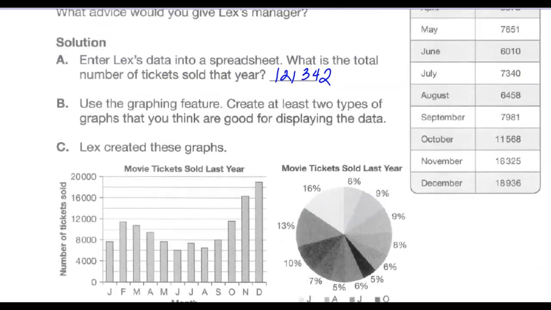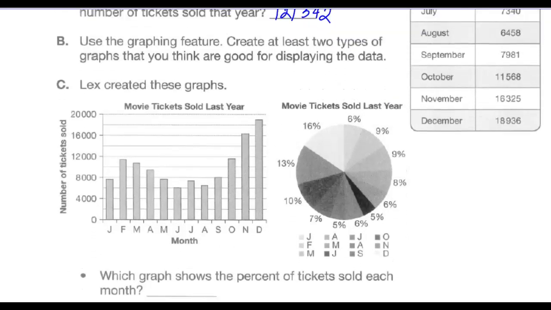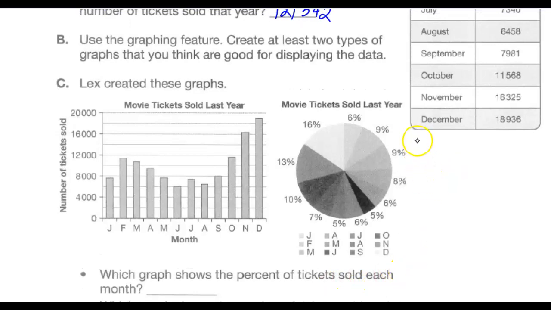Okay. It says use the graphing feature, create at least 2 types of graphs that you think are good for displaying. So Lex created a bar graph for each month to display the number of tickets sold, and then did a pie graph or circle graph. Which graph shows the percent of tickets sold each month? That would be the pie graph. So percentage of the year. So you can see the largest percent happened in this month, which is the lightest, which is January. So that's the circle graph.